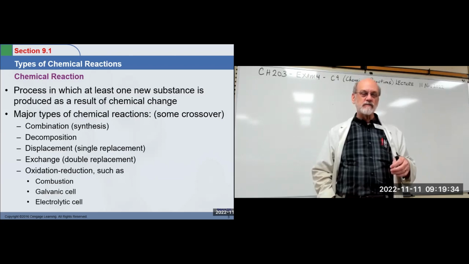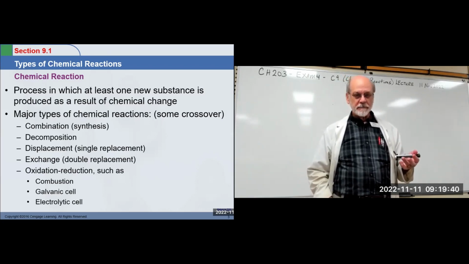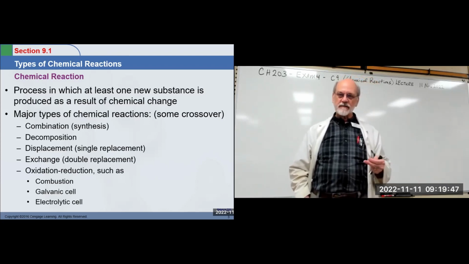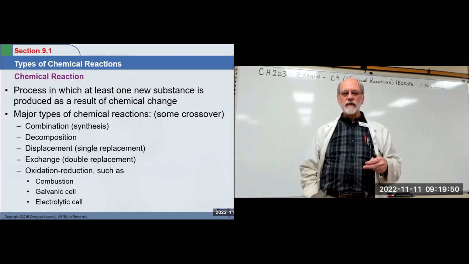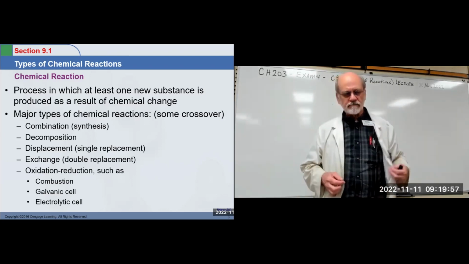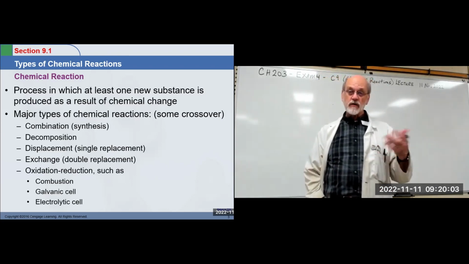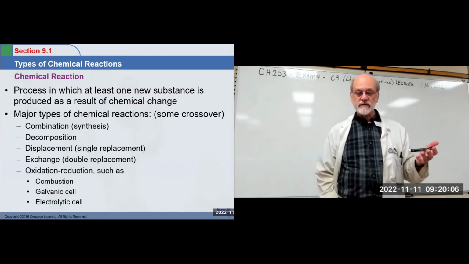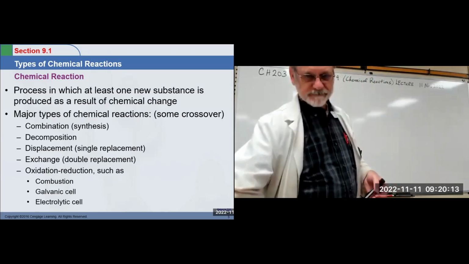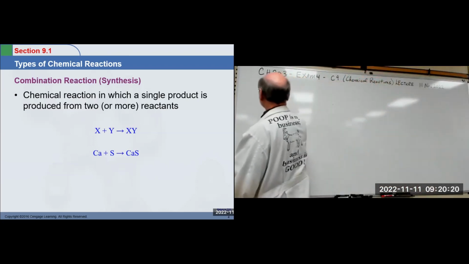Combustion, anytime you burn something in oxygen, that's a combustion reaction. It's also an oxidation reduction reaction. A galvanic cell, which is also known as a battery. An electrolytic cell, which is a process used in plating metals. It's not the only place you use it, but that's one of them. Like, they don't have them anymore, but you might see them on classic automobiles. If you go to an automobile show, the chromed bumpers, they get chromed by a process of electrolysis. Okay, for the first type, a combination reaction or a synthesis.